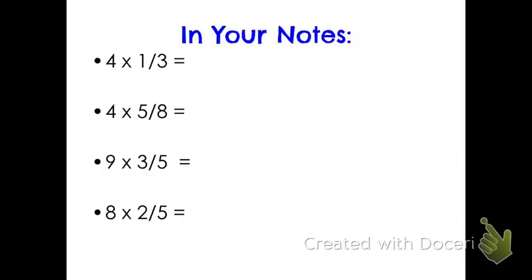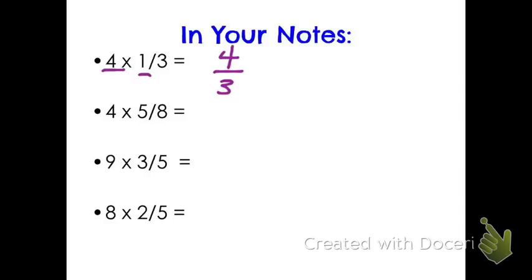For this lesson, we're going to go through and do a few problems together, and then I'm going to expect you to do some more. So in your notes, I do want you to have all of these problems written down. So on this first one, I have 4 times 1/3. So again, I keep my denominators the same, and I multiply my top number times my whole number. 4 times 1 would give me 4.